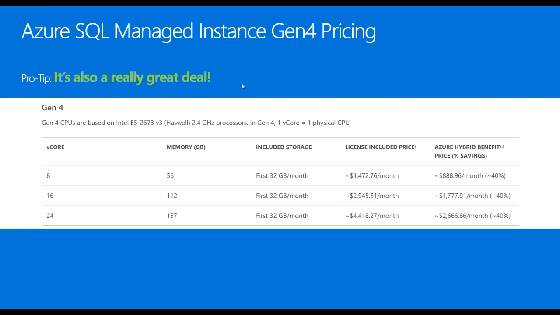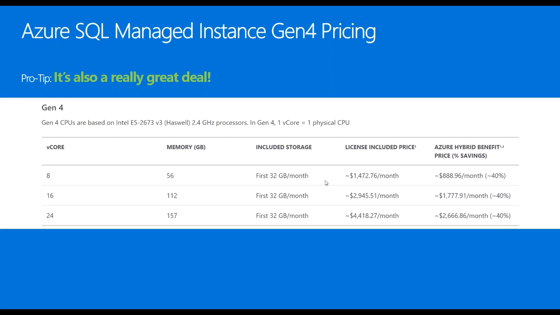So the managed instance pricing is going to be fairly similar as well. We're going to go through and price it on a vCore and memory. The main thing to take away from this is that I'm getting an entire instance of SQL, right? And so I'm going to be able to go through and provision as many databases as I want as part of that. This is our Gen 4 pricing in that scenario.